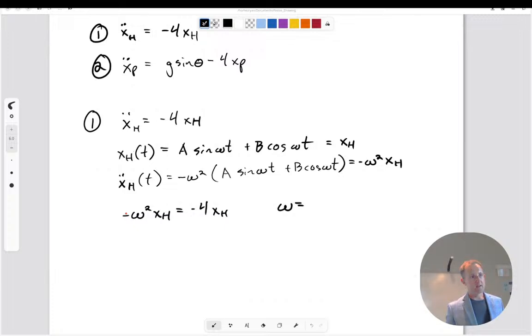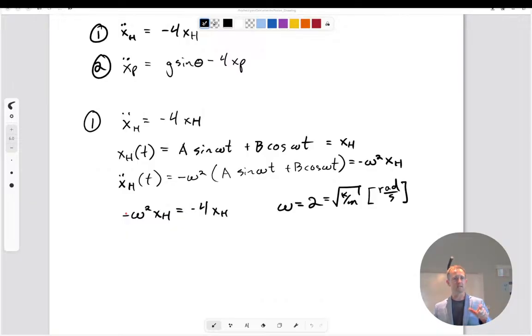What is omega? 2, okay, 2 is good. Now philosophically, what is omega? What is that thing? Yeah, root k over m. What is that? It does give us an angular velocity. So units are going to be radians per second, like a unitless distance over time.